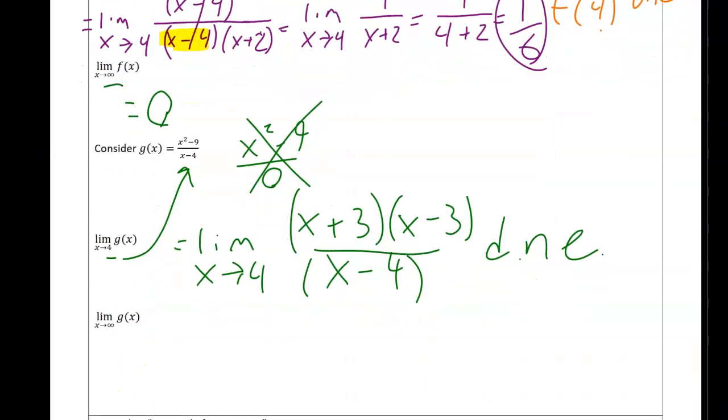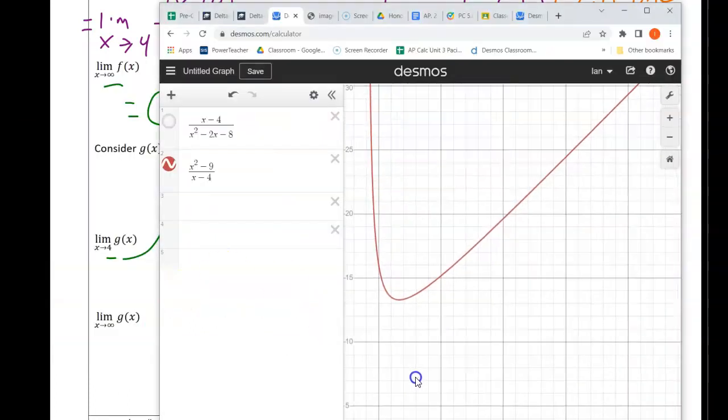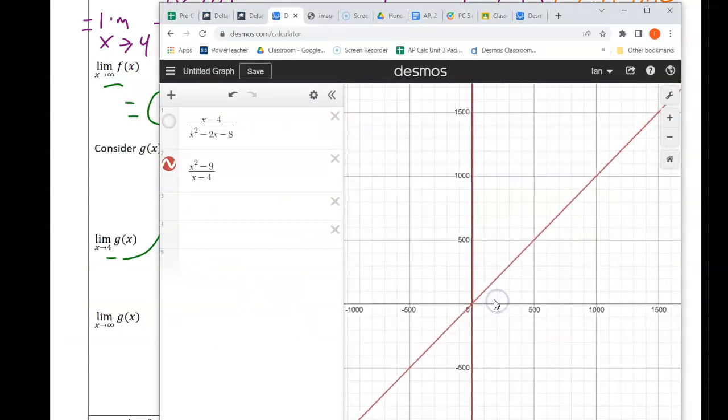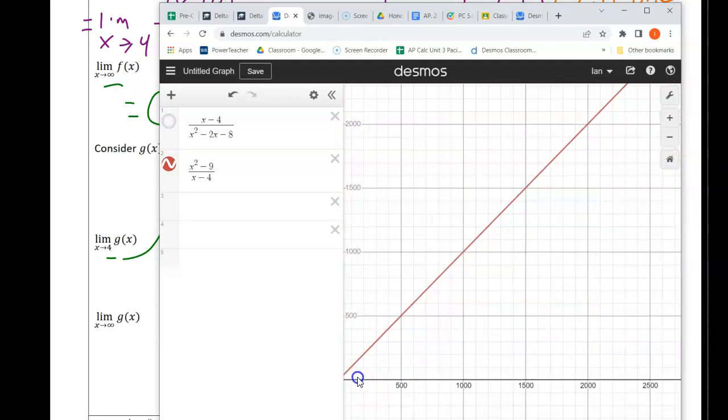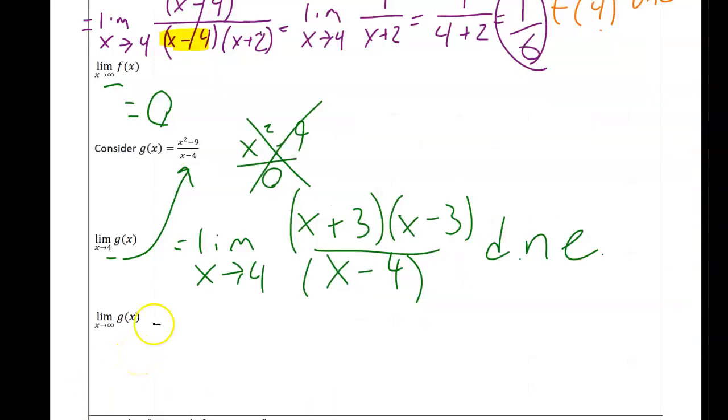And then while we're looking at our graph of g, why don't we consider as x approaches infinity? So notice if I zoom way out, as x approaches infinity, my y values just keep getting bigger and bigger and bigger. So this limit, well, is infinity.